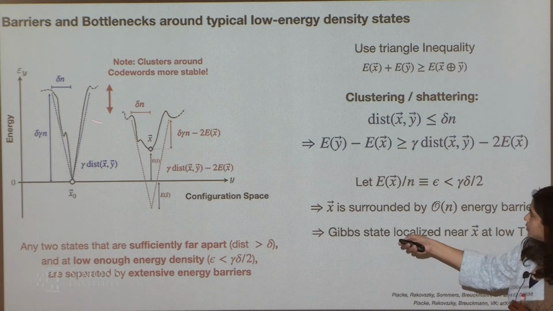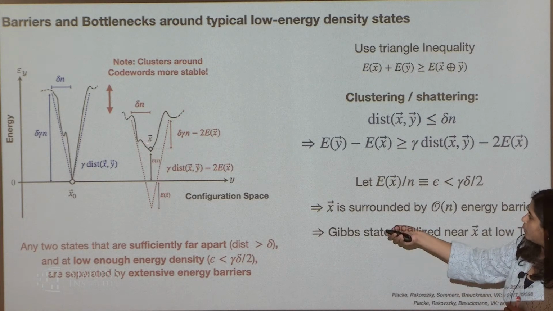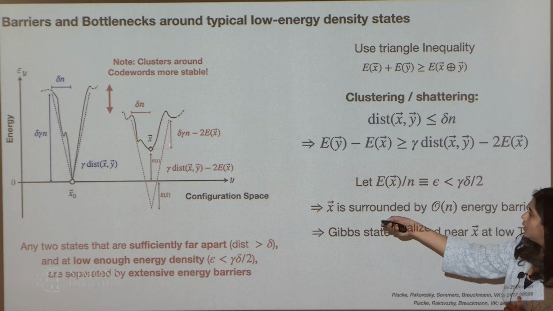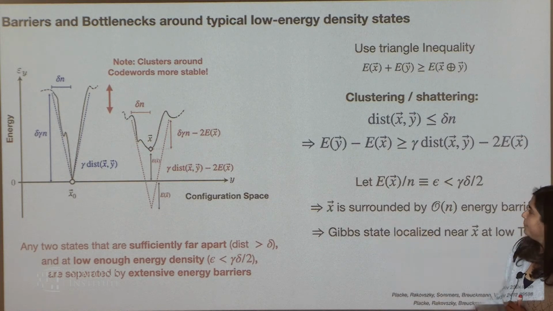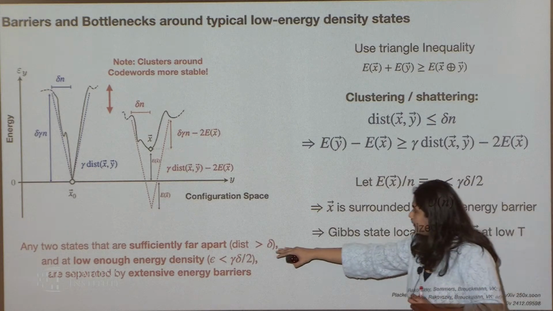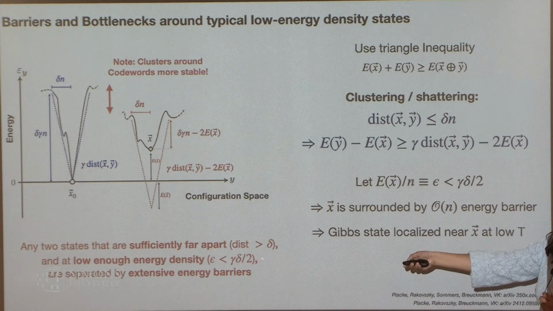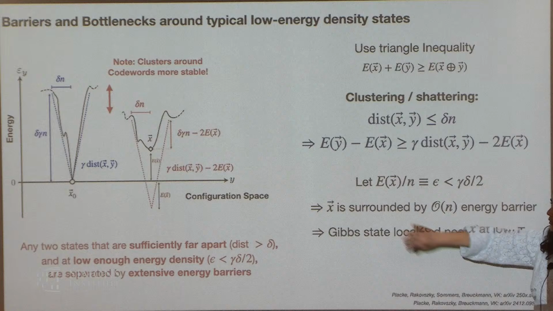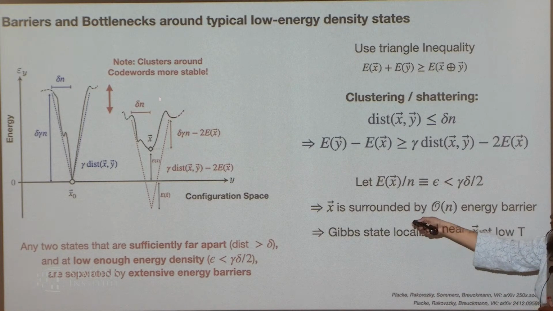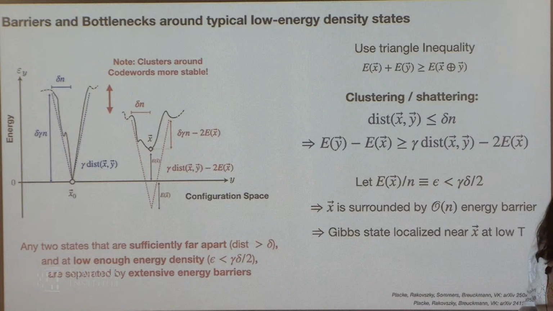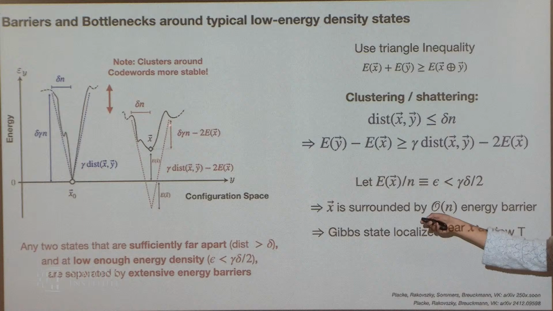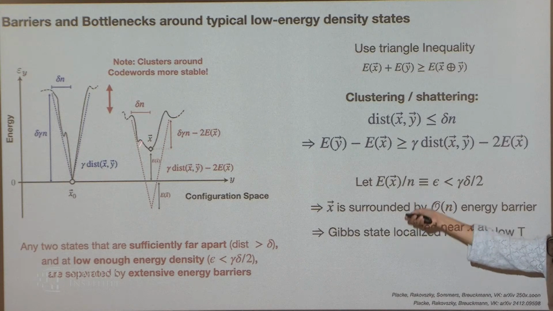Let me not do that in the interest of time, but this is a picture, which is now I have some state x, which is at a low enough energy density. The point is that as long as you have 2 states which are both at low enough energy density, so some energy density less than some order 1 factor here, and they're sufficiently far apart in distance, you can show that these are again going to be separated by extensive energy barriers. And again, when I have an extensive energy barrier, I have an extensive free energy barrier, so I can host a Gibbs state here. But the size of this barrier is, of course, reduced relative to the size of the barrier around the Gibbs state.